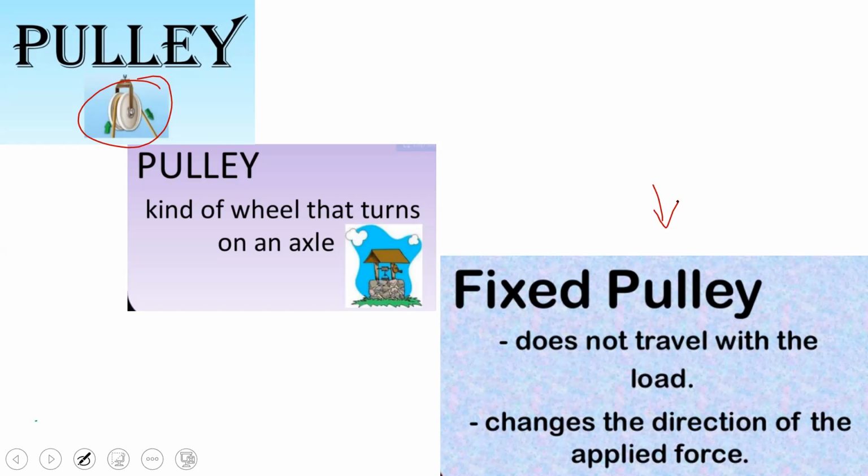The fixed pulley here, what is the fixed pulley? We have three types of pulleys: fixed, movable in one direction, and movable in two directions. Now, the fixed pulley here doesn't travel with the load. As you see, it's fixed, and it only changes the direction of the applied force. Now, let's have this example here.